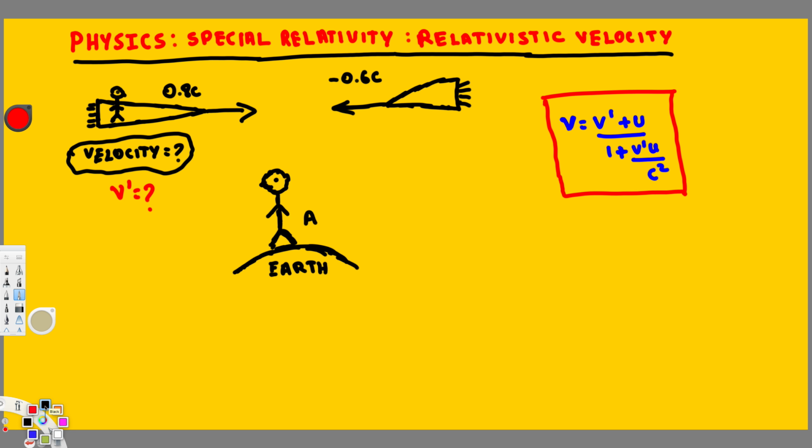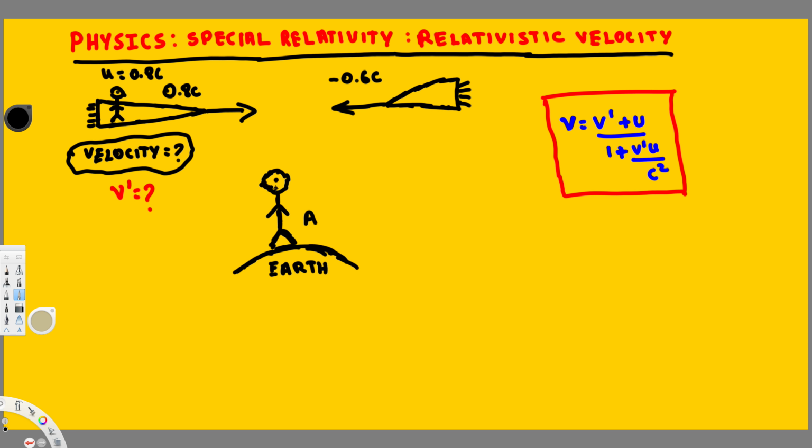Now in order to solve this problem, we have to use this Lorentz velocity transformation equation. If you notice, in order to do this one, we have to know what is v and what is u. U is the speed of this person. We know that the speed of this spaceship is 0.8 c. Therefore, the speed of this person is also going to be 0.8 c. That is u.